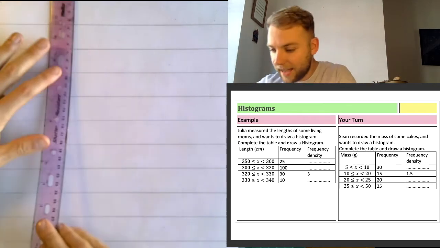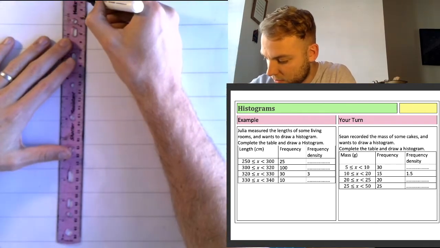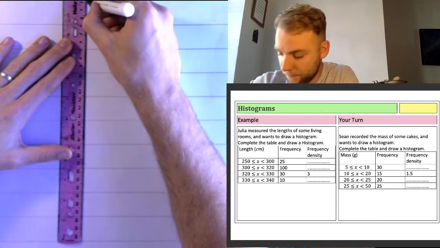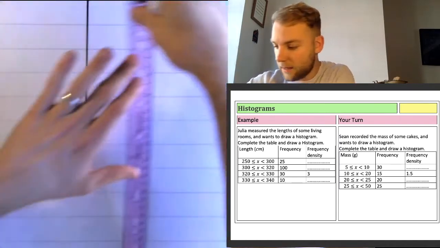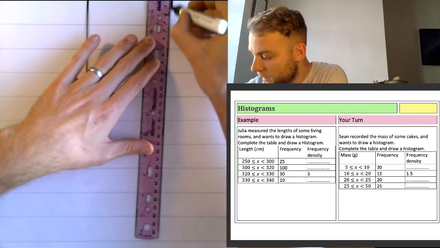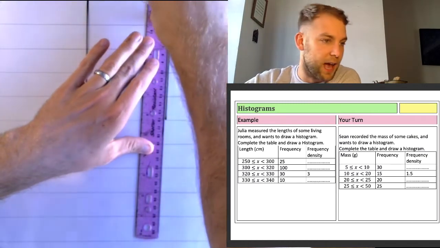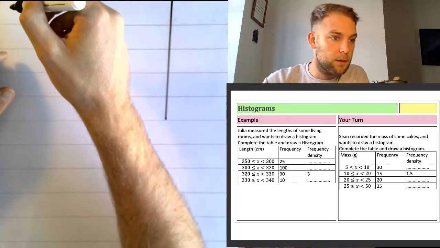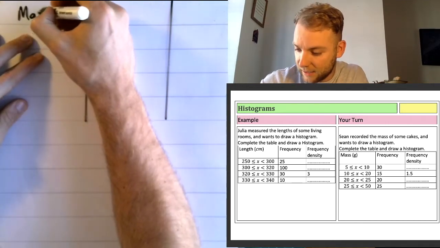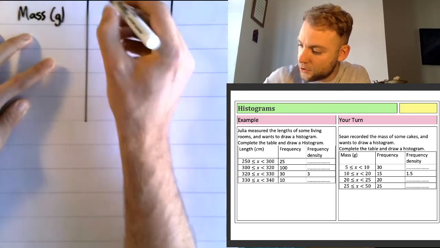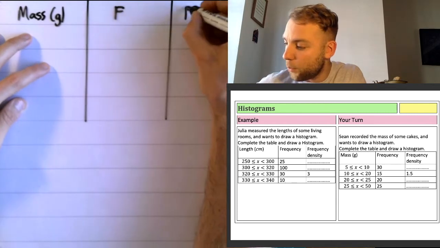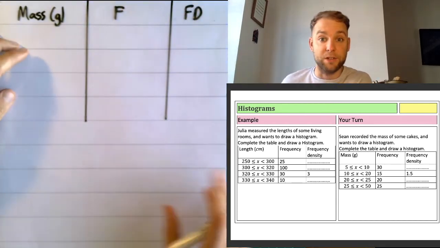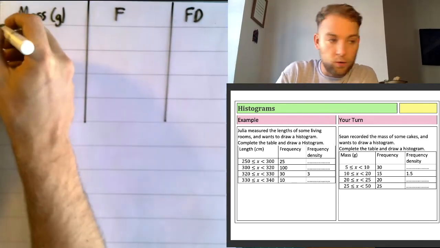So we've got our table first. Let's draw that across here. How many going down here? Okay, so there. And then this one here. And what are we looking at this time? We are looking at the mass of some cake. So we've got mass here like so, and that's measured in grams. We've got frequency here, and remember we've got to work out the frequency density, which is our height. So we draw our masses in.